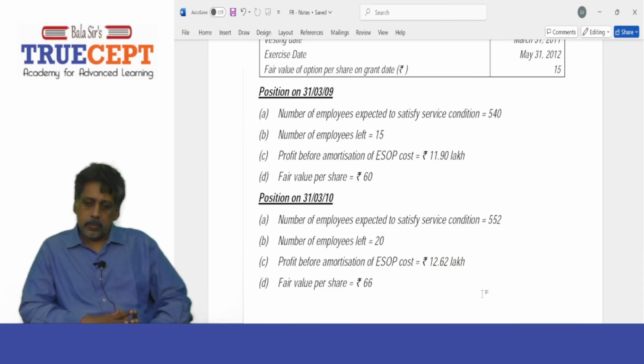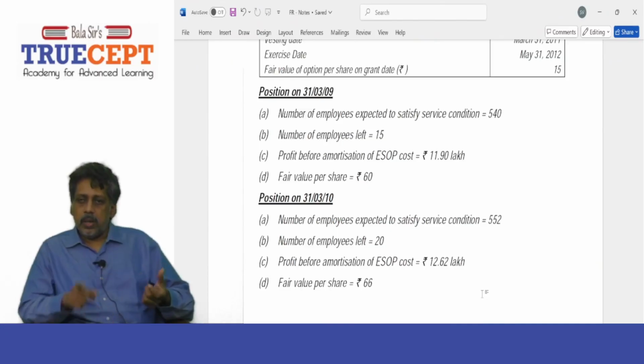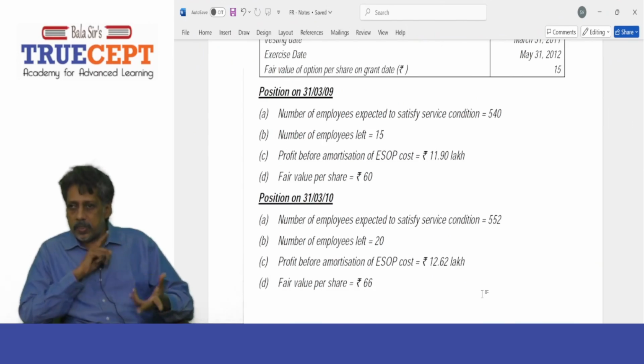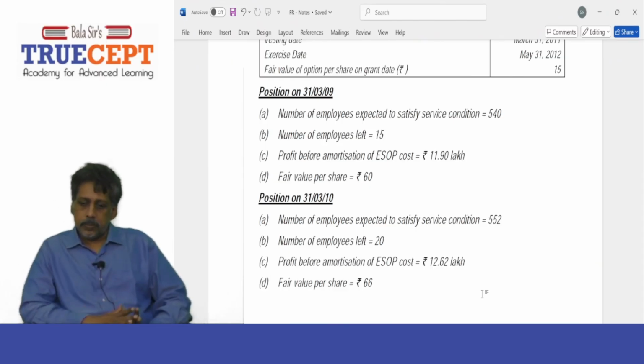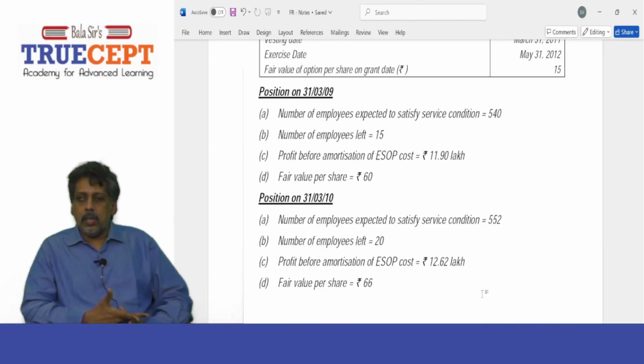Next. Profit before amortization of ESOP cost 11.9 lakh. This amount is given for you to calculate the basic and diluted EPS. 11 lakh and 90,000 is a profit for the year before debiting the employee compensation or employee benefit expense arising from the share-based payment transaction. Next. Fair value per share rupees 60. The fair value, not the value of the option. It's a fair value of a share. Is rupees 60. Your company shares are trading at rupees 60 at the end of first year.